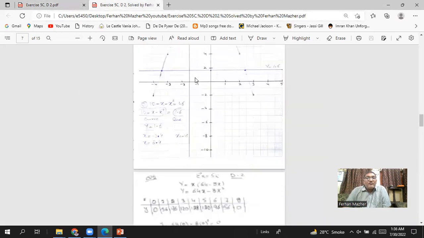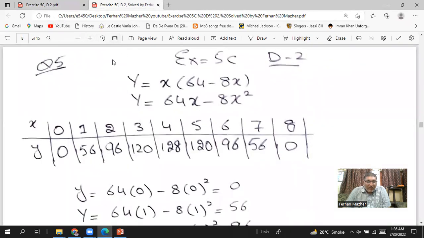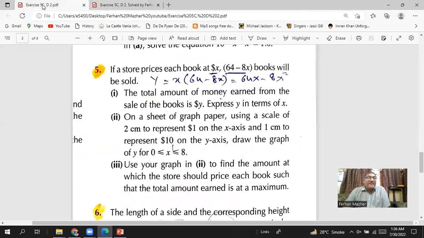So let me show you. Here we go. You see, y will be equal to x times bracket 64 minus 8x. You multiply x, the price of one book, which is x dollars, by the number of books, which is 64 minus 8x. You multiply the price of one book with the number of books, and you get the total money you will earn from it. So y equals 64x minus 8x squared. That is the first part of the question.